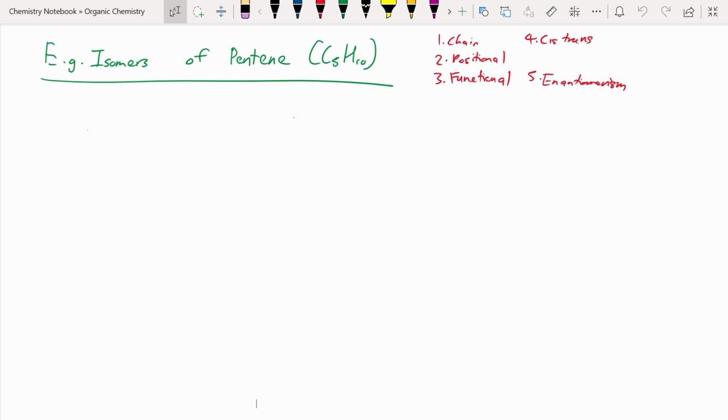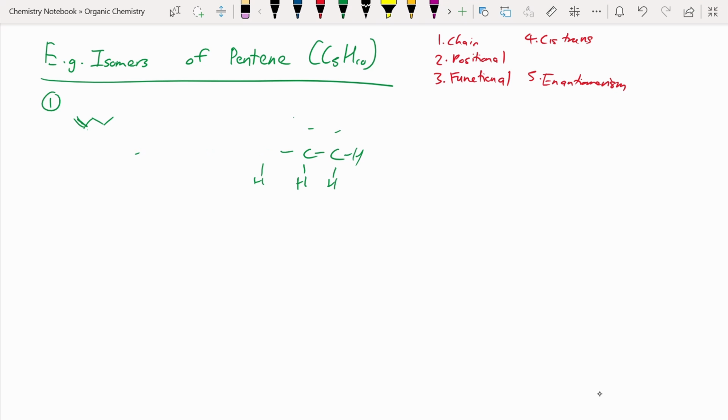Okay, let's take a look at the example of isomers of pentene. So pentene is C5H10. So you draw out the longest chain, 1, 2, 3, 4, 5, and then it's a double bond because it's an alkene, and then fill the rest with hydrogen. Okay, so in this one, we can represent this in a skeletal formula. So in this case, it will look like this.